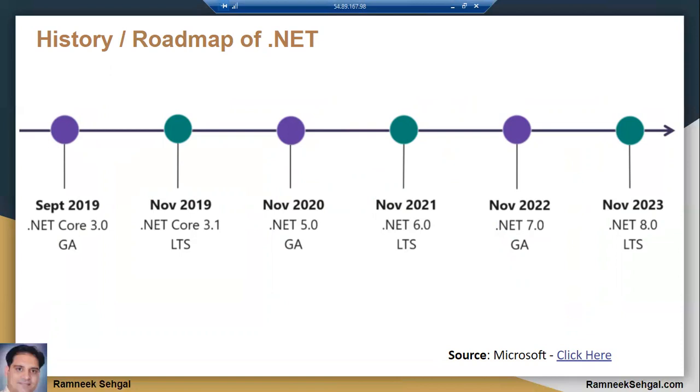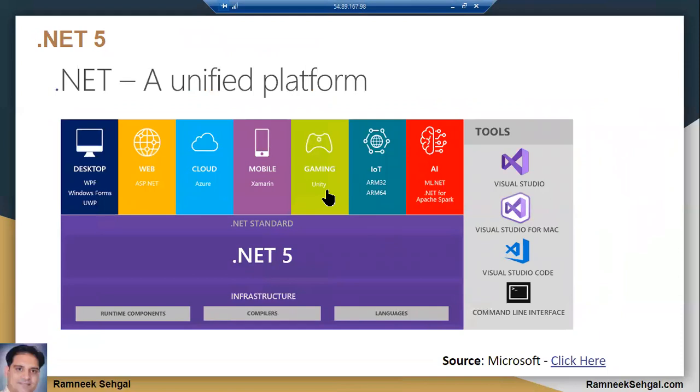So now let's understand what is .NET 5. We can build various types of applications in .NET 5. For example, we can build desktop apps, web apps, cloud native apps, mobile apps, gaming apps using Unity and so on, and IoT apps, as well as AI based apps. But our focus will be on just web-based application development, ASP.NET.